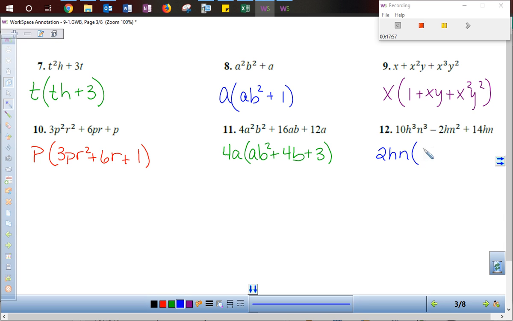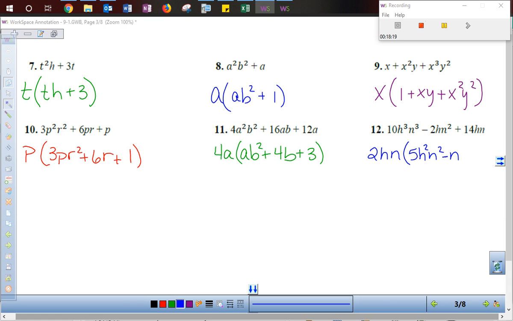10 divided by 2 is 5. H cubed divided by h is h squared. N cubed divided by n is n squared. The next one, negative 2 divided by 2 is negative 1. H divided by h cancels out, and n squared divided by n leaves me with an n. And then finally, 14hn divided by 2hn. 14 divided by 2 is 7, and hn over hn would cancel out.